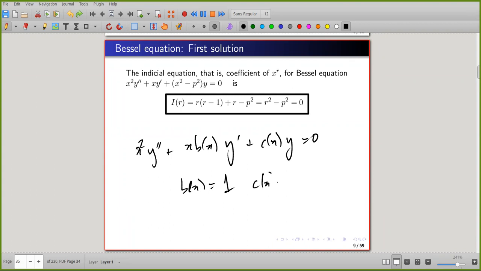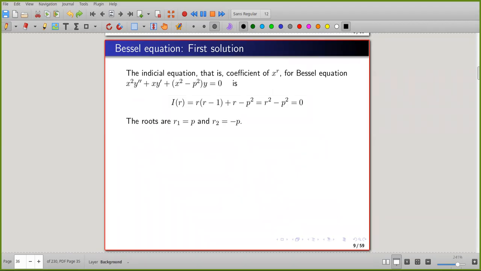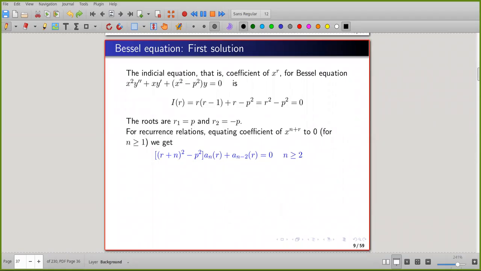What is c of x? c of x is equal to x square minus p square. So b0 is 1 and c0 is minus p square. So we have plus b0 into r plus c0, and this is r square minus p square. Great. So the roots are r1 equal to p and r2 equal to minus p.